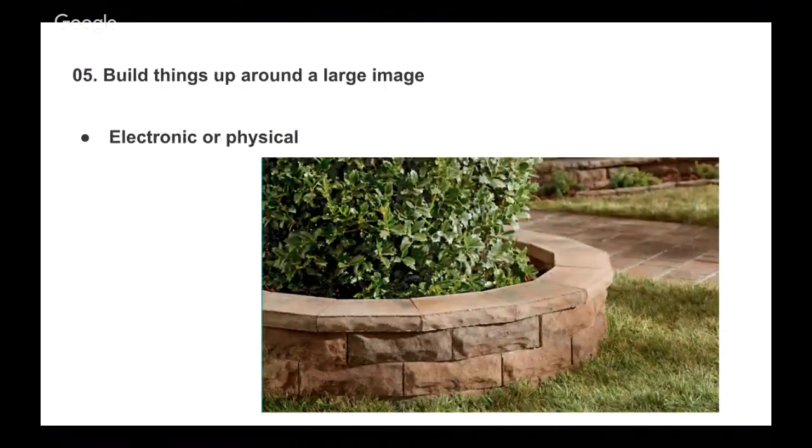Tip number 5 for building inspirational mood boards is build things up around a large image. Whether your mood board is electronic or physical, the layout needs to give importance to key theme images. You can then surround these with smaller supporting images that enhance the theme.